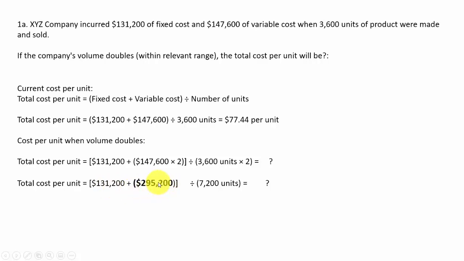This will be fixed cost the same, $131,200, plus $295,200 worth of variable cost divided by 7,200 units, and that means that our total unit cost will now be $59.22 per unit. It was $77.44, now it's $59.22. The moral of this story is that since fixed cost didn't change when you doubled volume, you are now spreading your cost over more units. Therefore, the total cost per unit is going to come down some.